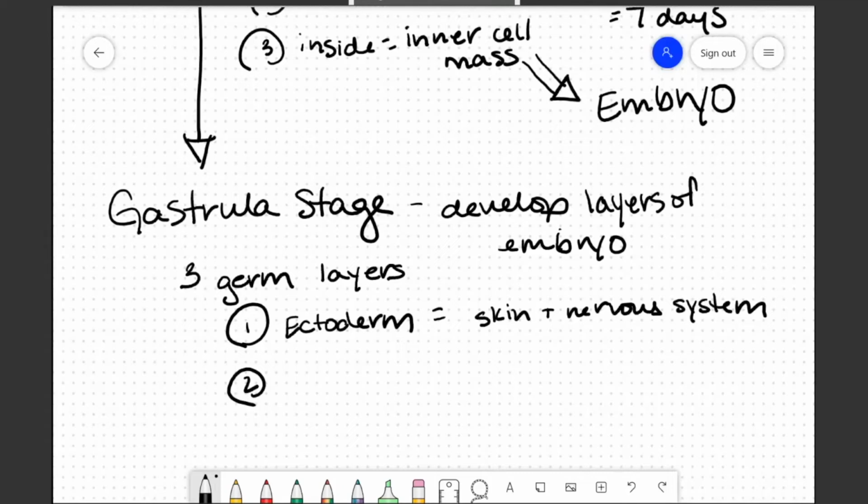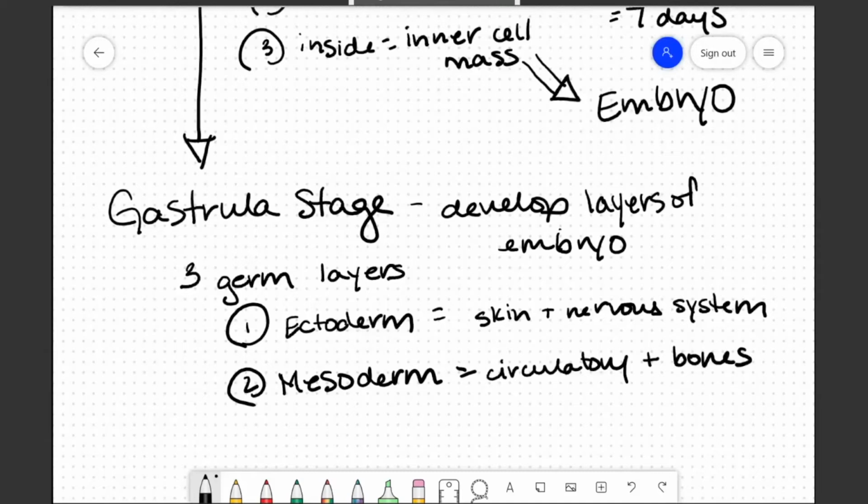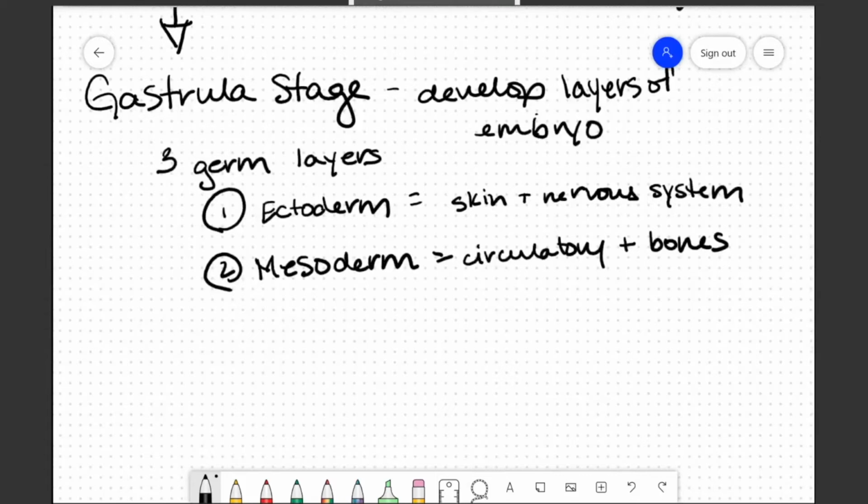The next layer you will have is your mesoderm. And your mesoderm will be creating all of the middle structures and middle layers. This will be your circulatory system and your skeletal system, all of your bones. So all of the pieces that are going to make up essentially the structure of your body will be from the mesoderm layer. And then the third layer you will develop is the endoderm.